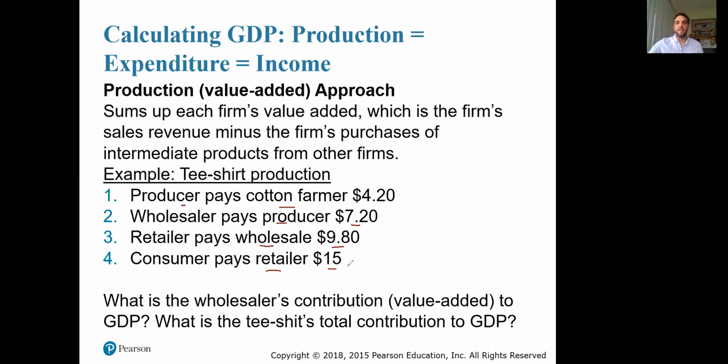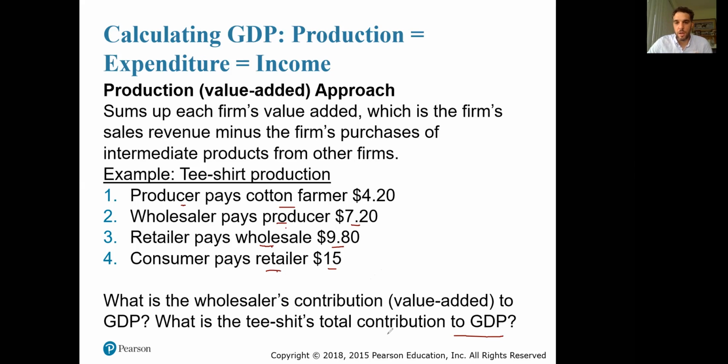So, in understanding this value-added approach, there are a couple of different ways we can take a look at this. One, what is the contribution of each firm in the supply chain? How much value do they add to the t-shirt and to the overall economy? And what's the overall contribution of the t-shirt to GDP? Well, let's start at the end.